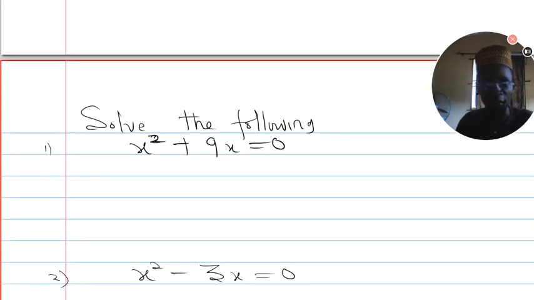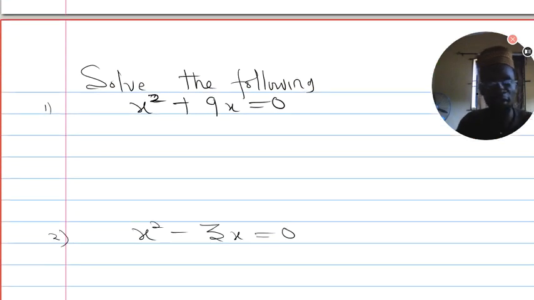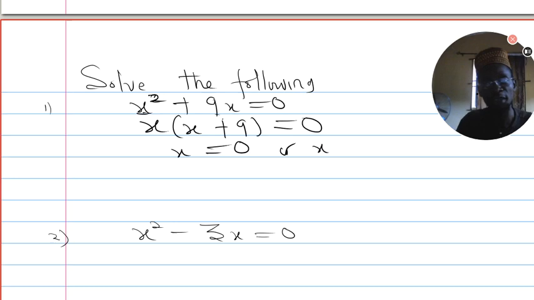Now look at this question as well. Before we can solve this one, we need to factorize it. So x common here, x(x + 9) = 0, x = 0, or x + 9 = 0, x = 0, or x = -9.